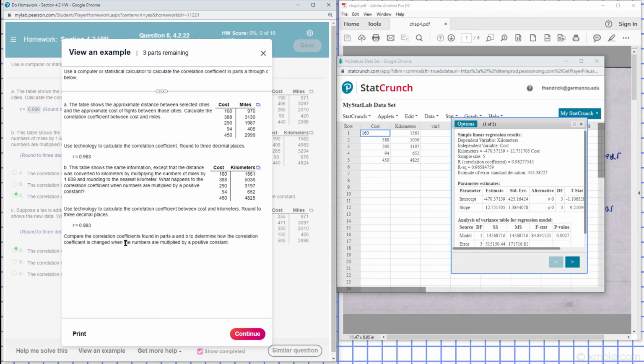Notice that the correlation coefficient is the same in A and B when numbers are multiplied by a positive constant. Here for the kilometers, it doesn't change the correlation coefficient. Supposing that a tax is added to each flight, $75 is added to each flight, the cost, no matter how long it is, the table shows the new data. What happens to the correlation coefficient then? So let's find out.